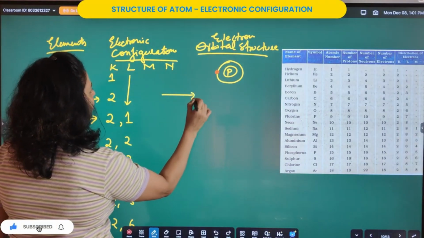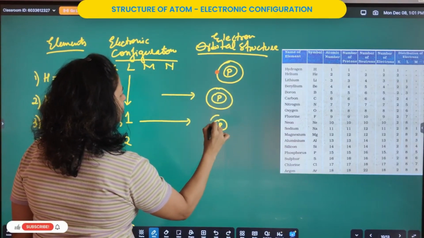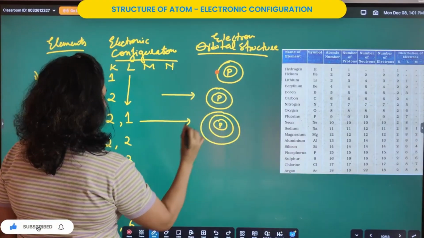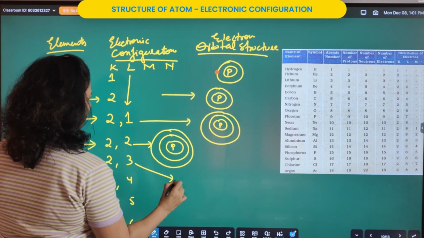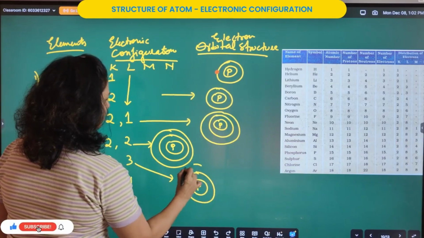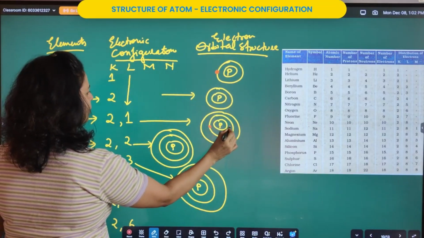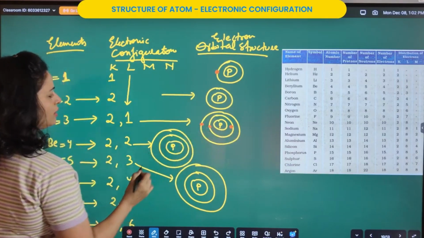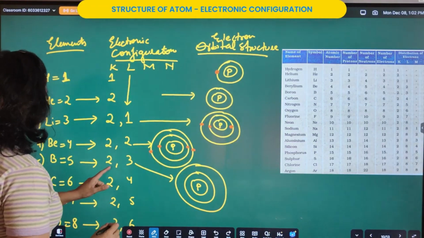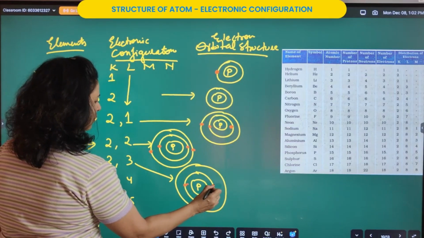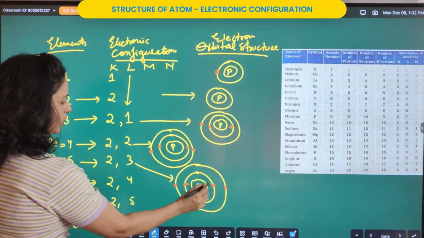Now if I draw the orbital structure, for hydrogen and helium there will be only one shell. Here we have 2 shells, and here also we'll have 2 shells, and here also 2 shells. When we are filling the electrons, for lithium we fill 2 electrons in the first shell and 1 electron in the second shell. Here for beryllium we have 2 electrons in both the shells. For boron, 2 electrons in the first shell and, sorry, 3 electrons in the second shell.